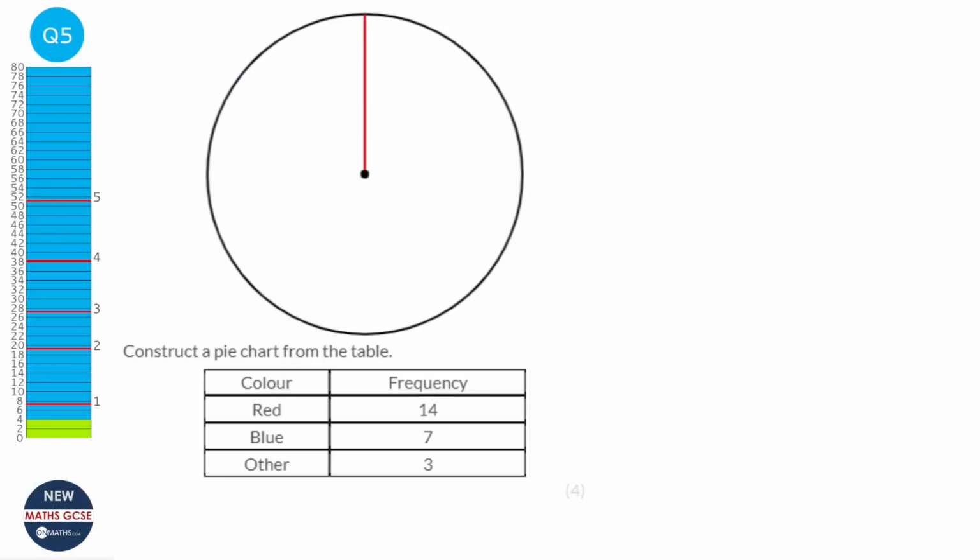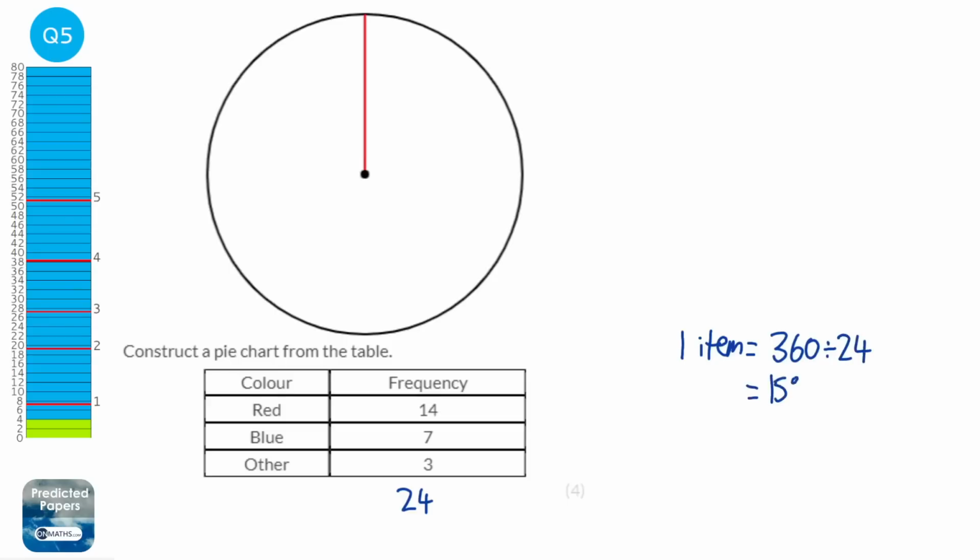The first thing to do when working out what angle things need to be on a pie chart is to add up the frequencies. So we're going to do 14 plus 7 plus 3, and we find out that that's 24. Then we're going to find the angle that one item would be. So one item is going to be, well, there are 360 degrees in a triangle, and there are 24 items. So we're going to do 360 divided by 24, and that gives us 15 degrees. So each item is worth 15 degrees, or will take up 15 degrees.